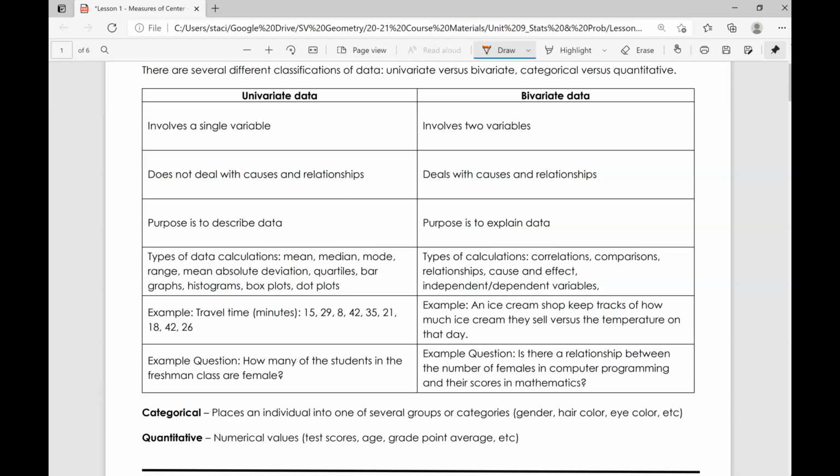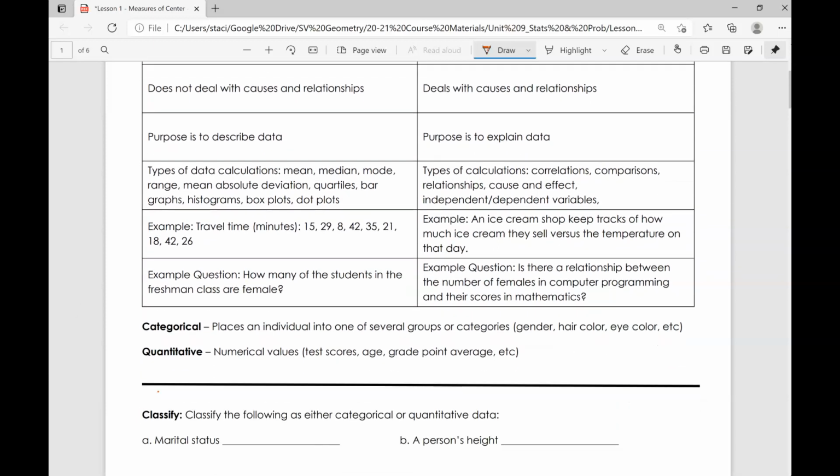Okay. Then within our data, we also have more specific types of data, such as categorical data, which means we place individuals into one or several groups or categories. So you might be placed into a group based off your gender or your race or your hair color. And then we also have quantitative data, which are numerical values, such as test scores, grade point average, age, your height, your shoe size. And so for our unit, we're really going to be focusing on quantitative data.